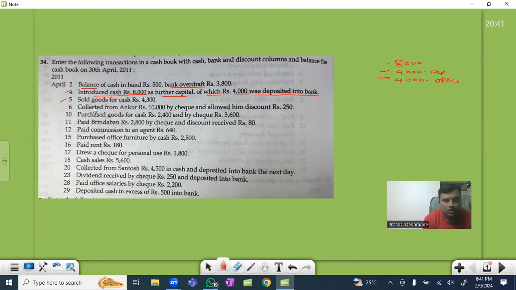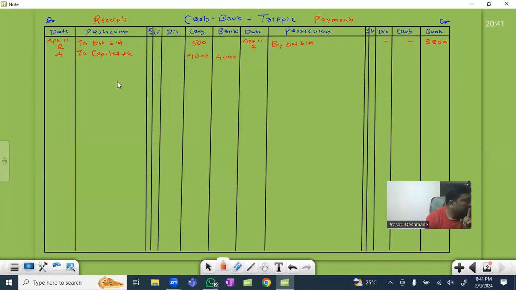Next, date 5th. Sold goods for cash will be 4,300. We are selling goods on a cash basis, so basically it's a receipt for us. We are getting the money. The date 5, to sales, 4,300.